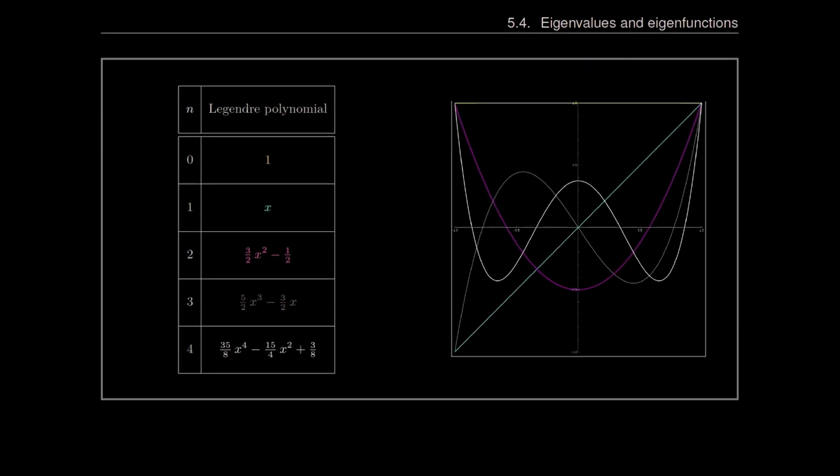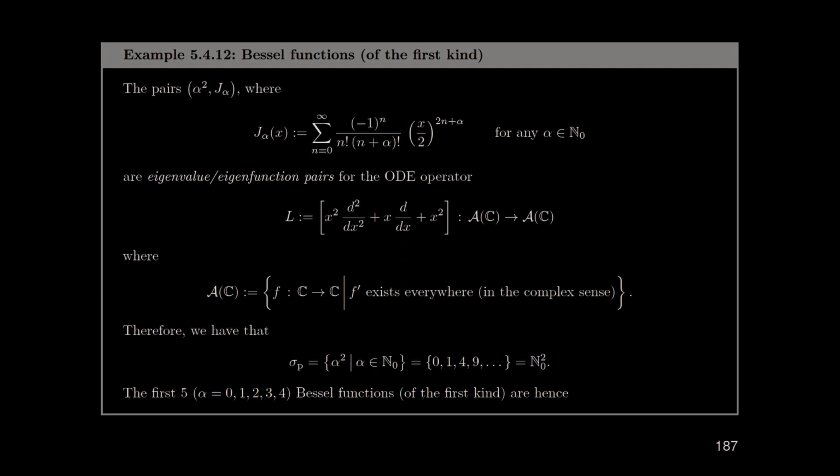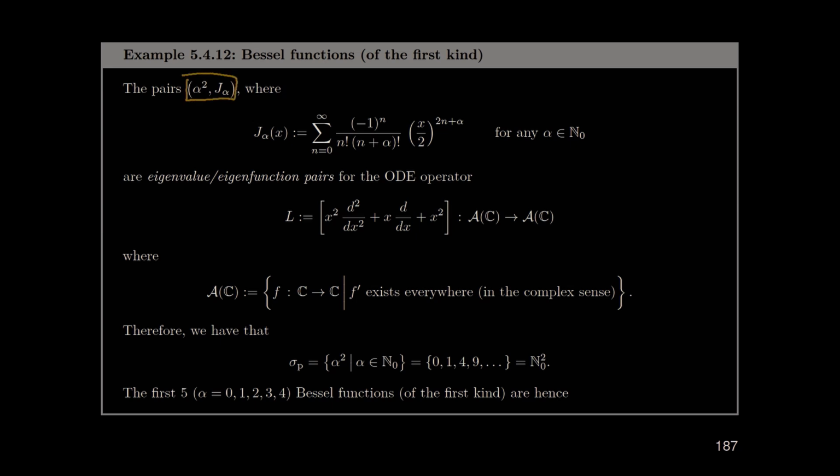What I've done here is provide some nice examples for you. This is what would happen if you calculated the first 5 of these out, and we've got a picture there showing all of them. Another good example is the Bessel functions of the first kind. These have pairings between an alpha squared and j sub alpha, for any alpha in the natural numbers as well. Once again, these can actually extend out of the natural numbers, but it depends on what the domain of the functions I care about is.